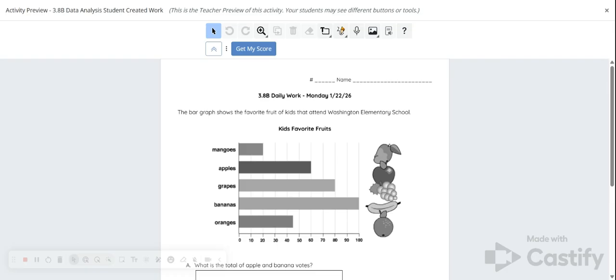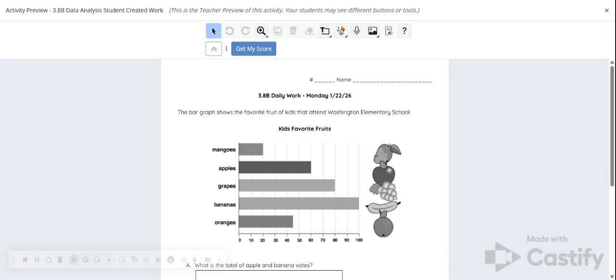So the goal today is that you can solve one-step and two-step problems by analyzing the graphs and use the data from the graph to solve that problem. So you're going to be looking at your graphs, trying to figure out what numbers they're representing, the data, and using those numbers to solve word problems. All right, so let's get started on this first one.